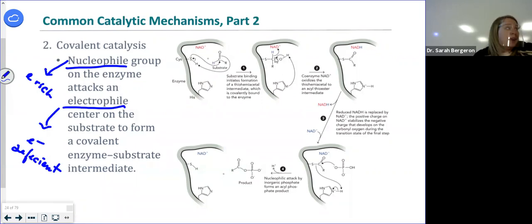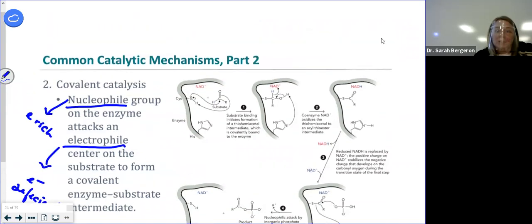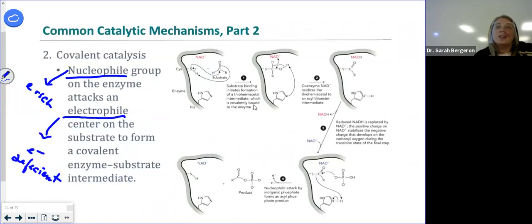So when our substrate comes in, what's actually going to end up happening is that these electrons here on this sulfur are going to attack the carbon. When that happens, this oxygen is going to be very negative and is going to go in and steal this hydrogen. Electrophilic attack on the hydrogen, exactly. And those are covalent interactions, right?